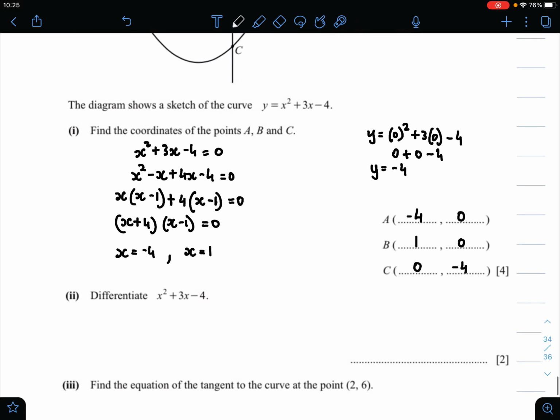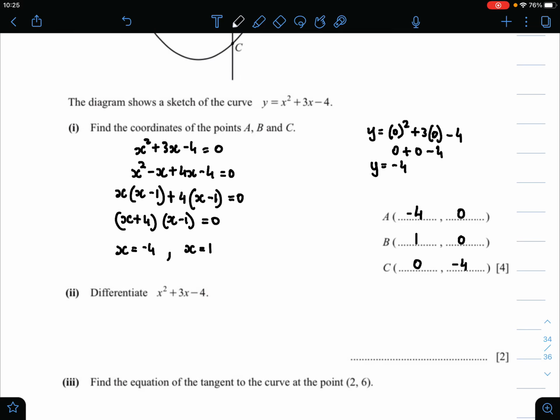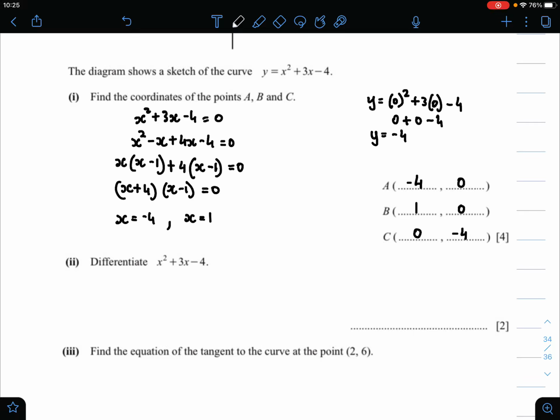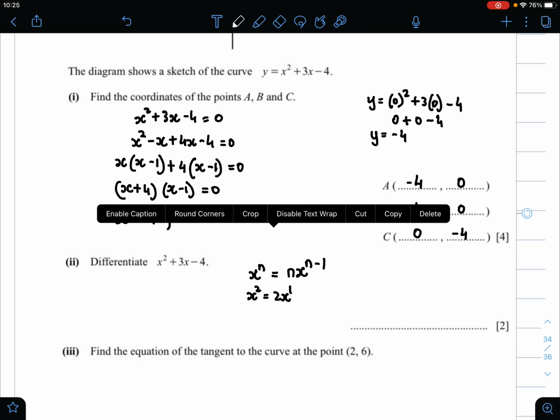Now let's move to part A2, where they are asking us to differentiate the expression. So when you are differentiating any term in the form x raised to n, it will always equal nx raised to n minus 1. So in this case we have x squared, so x squared will become 2x, and 2 minus 1 is 1, so 2x raised to 1.